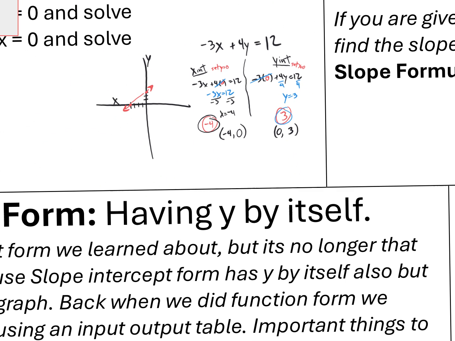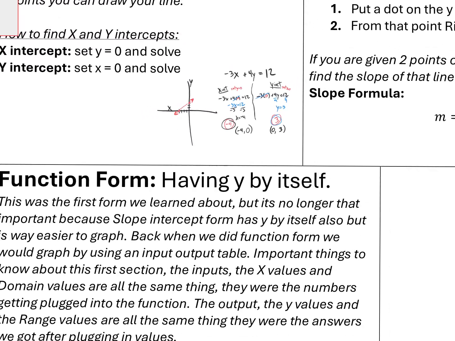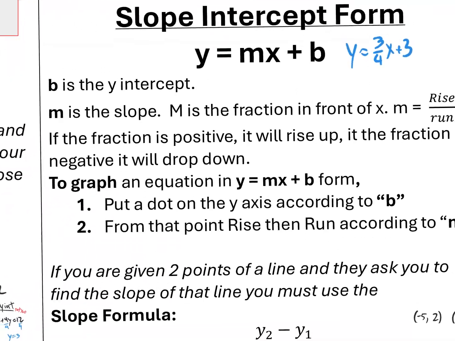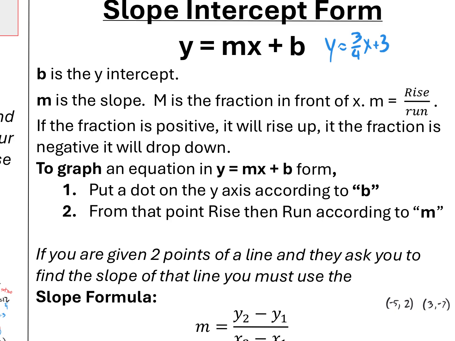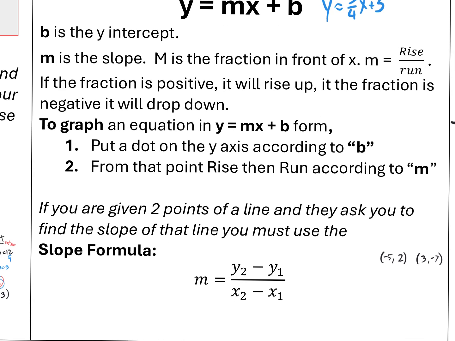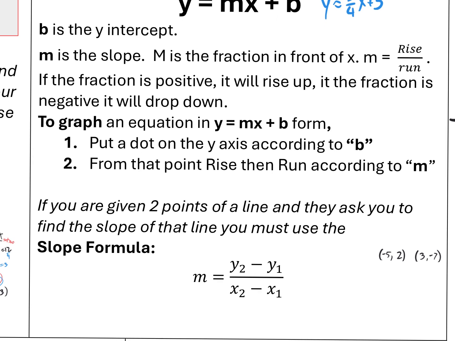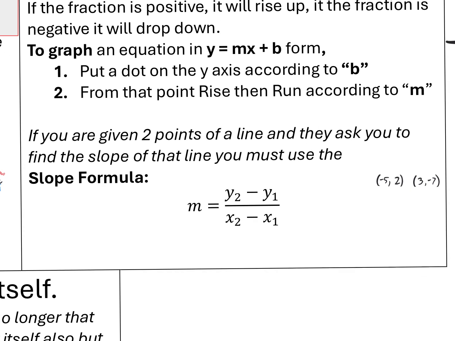If we continue on here, the last part of these notes, oh wait, no, there's more to it. Up here, y equals mx plus b. So you know how to graph with y equals mx plus b? And there's something else down here. The m, we're responsible for knowing the slope formula. So if you are given 2 points of a line and they ask you to find the slope of that line, you must use the slope formula, okay?